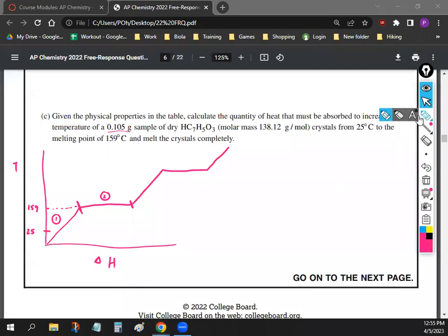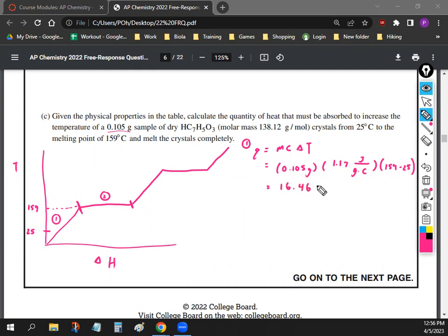Okay, so for the first step, we're talking about the heat of heating, just heating the sample. On the AP handout, you should have m, specific heat, delta T. So this is the equation sheet that you should be using. You'll start with 0.105 grams. The specific heat, if you take a look, is 1.17 joules per gram degree Celsius. And then the delta T will be 159 minus 25. Since it's Celsius and it's a change, you don't need to convert it to absolute temperature because the change is going to be the same. You solve that out, you should get 16.46 joules.